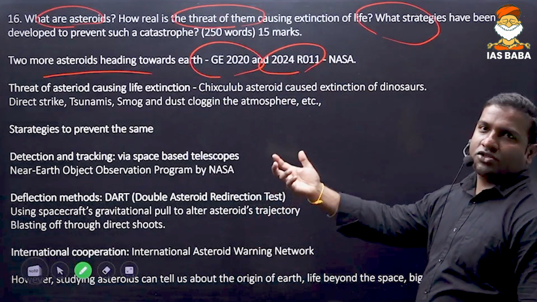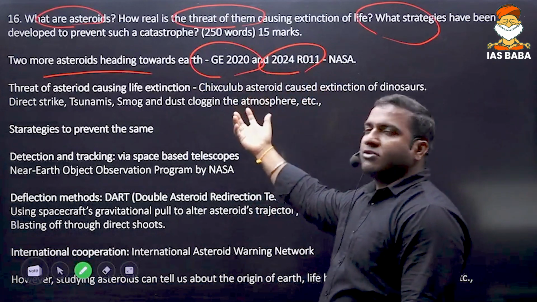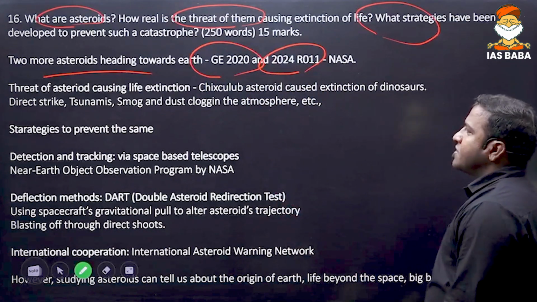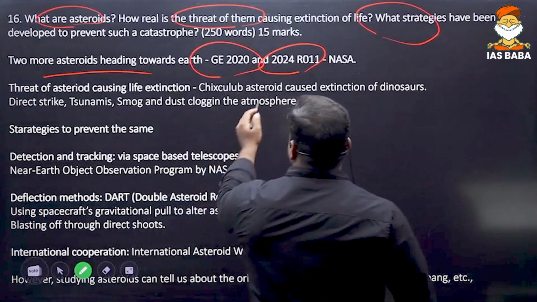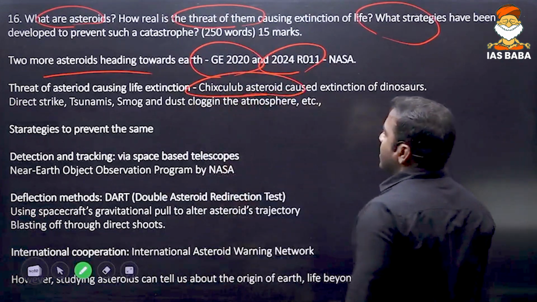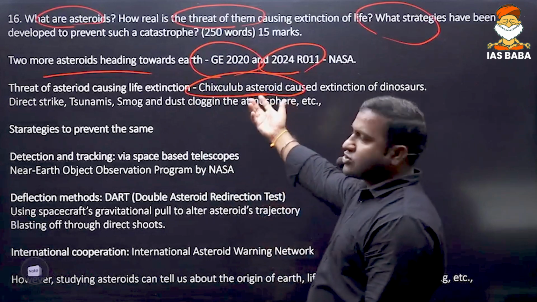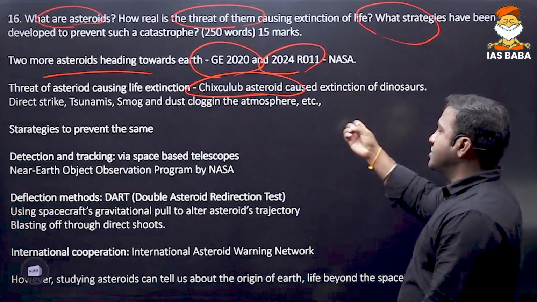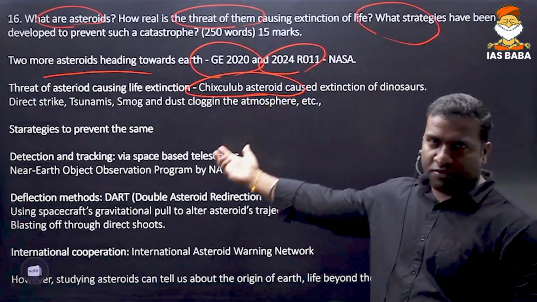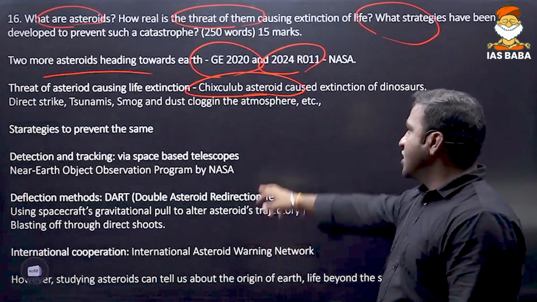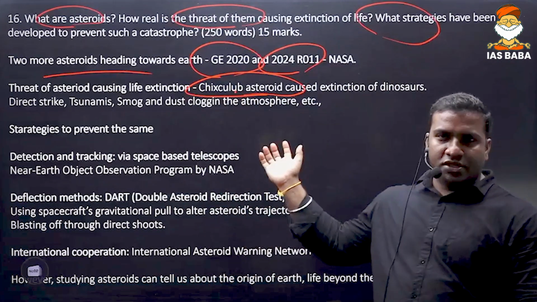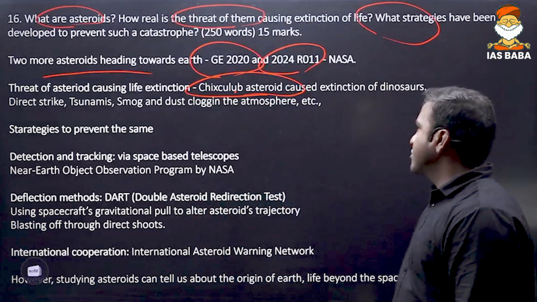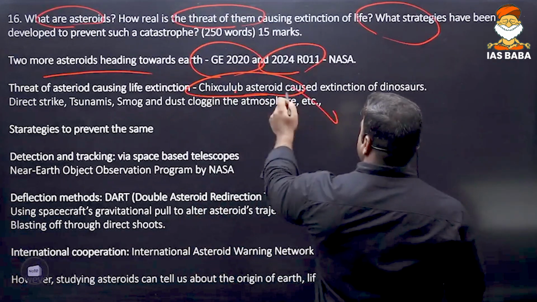We have to make sure we either deflect them, destroy them, or whatever. Threat of asteroid causing life extinction. How? Friends, like Chicxulub. When that asteroid hit the Earth, we lost most of the dinosaurs. Yes, the dinosaurs were lost because of this Chicxulub. People who didn't know, I didn't know either, I did the research yesterday. So make sure you remember this asteroid.